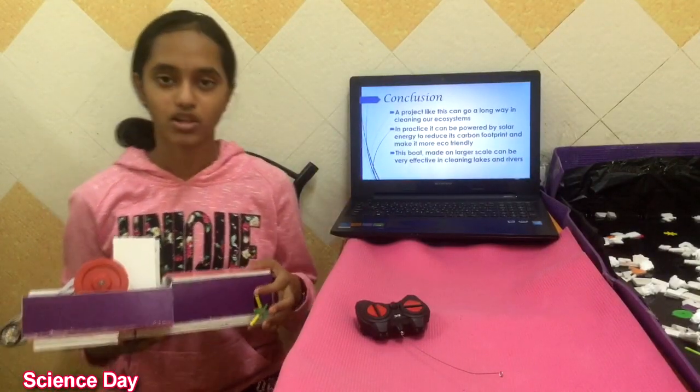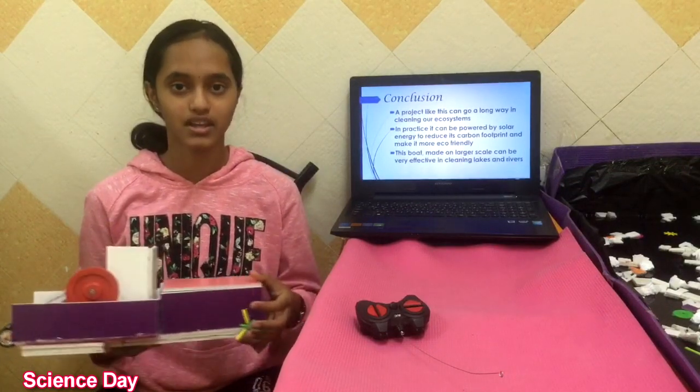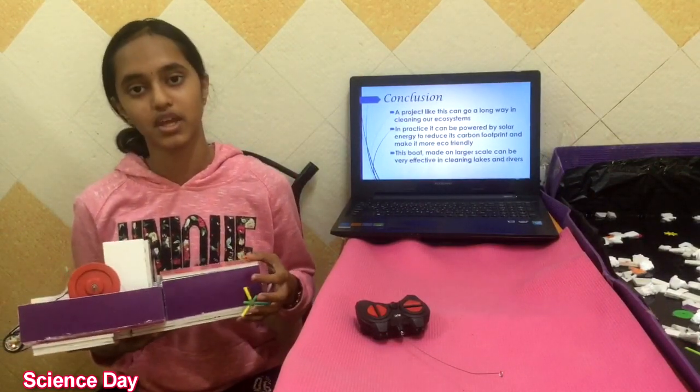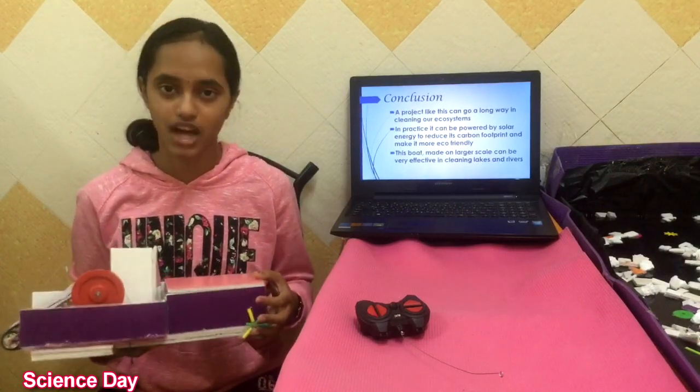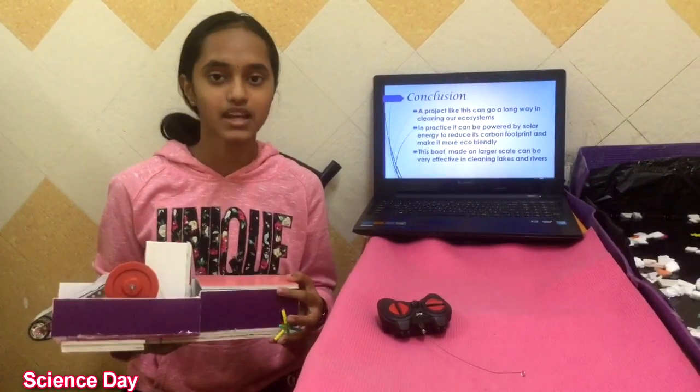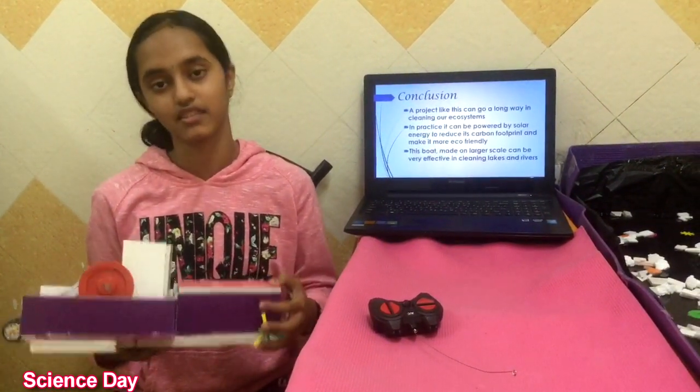Conclusion. A project like this can go a long way in cleaning our ecosystem. It can also be powered with solar energy to make it more eco-friendly and reduce its carbon footprint. And this boat, made on a larger scale, can be very effective in cleaning our rivers and lakes.